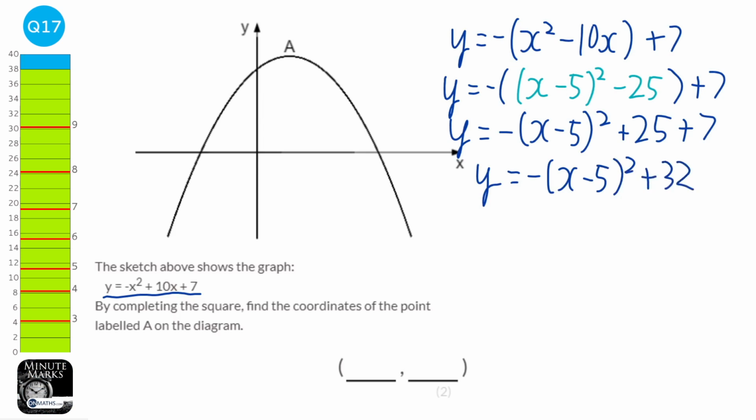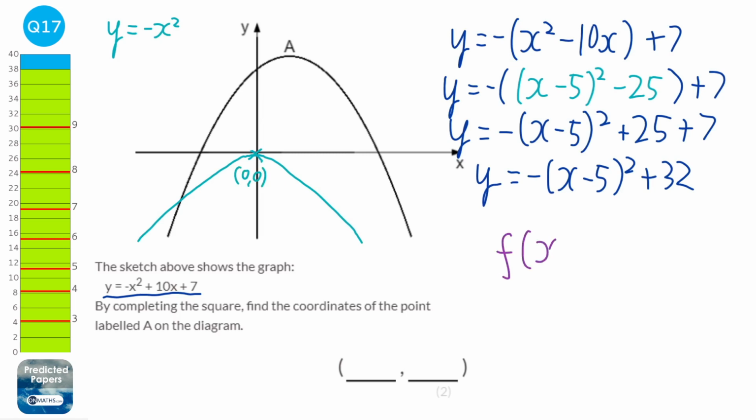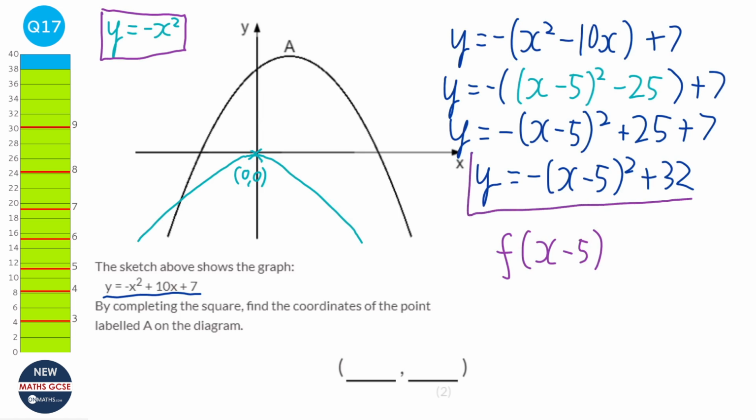Now, if I draw the graph of y equals minus x squared, it's just a graph that looks like this, but more importantly the maximum point on this graph is at 0, 0. And if we remember our graph transformations, if we have a minus 5 on the inside of our function, and comparing this function, say this is f of x, part of this equation here involves a minus 5 inside the function. That minus 5 moves the graph to the right 5. Okay, so we're going to move it to the right 5.